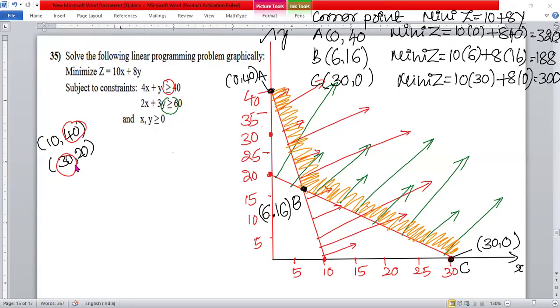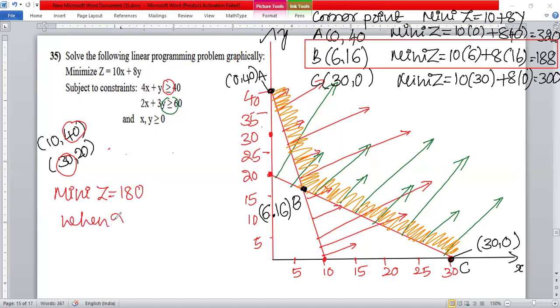They asked minimization, so we should identify the minimum answer among these: 320, 188, 300. Minimum is 188. The final answer: minimize Z is equal to 188 when x is equal to 6, y is equal to 16. So we'll go to the second question.